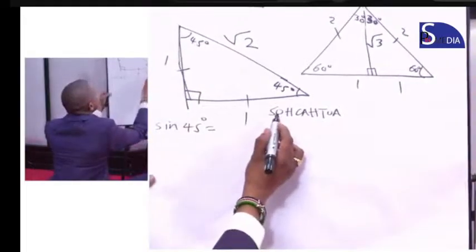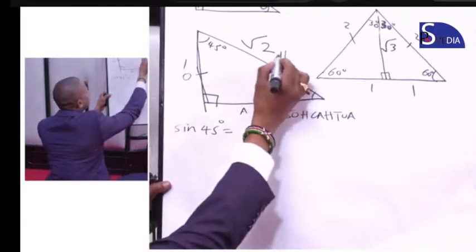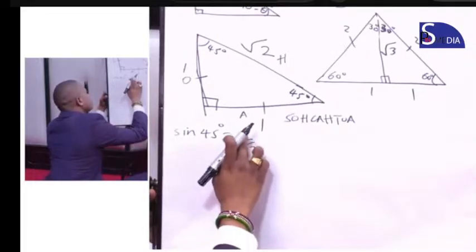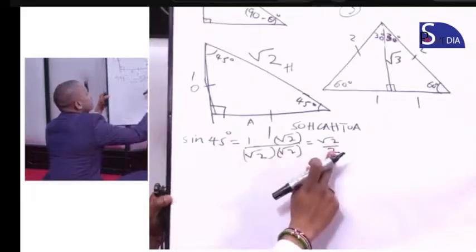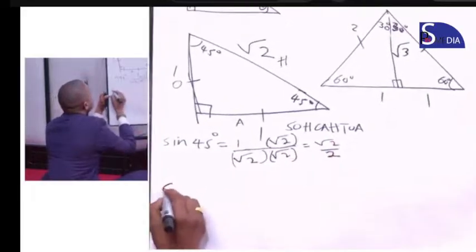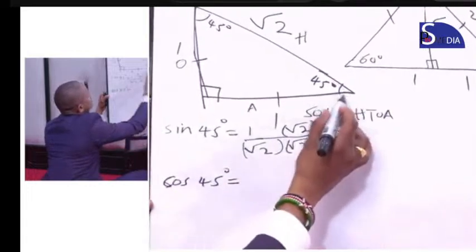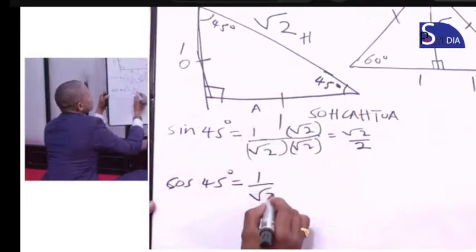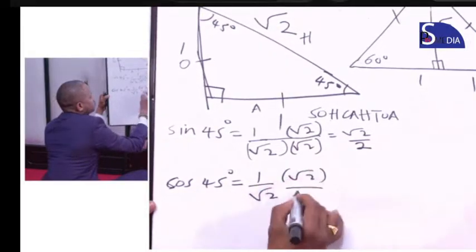So sin 45 equals opposite over hypotenuse. This is the opposite, adjacent, hypotenuse. Now sin 45 is 1 over root 2, so sin 45 is root 2 over 2. Then you go to cos 45 degrees. Cos 45 is adjacent, which is 1, over hypotenuse, which is root 2. Again, you rationalize by root 2 over root 2.